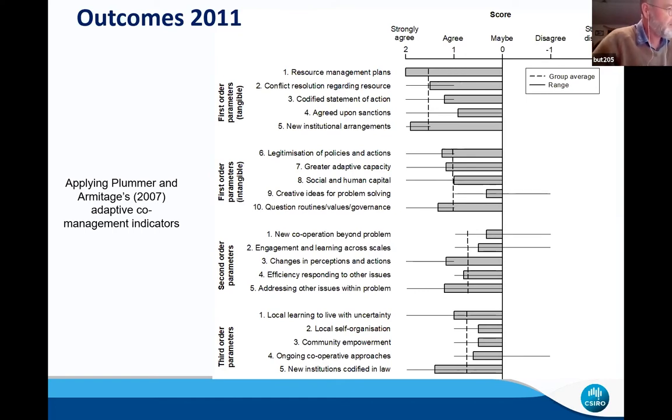And then the remaining indicators in the second order and the third order were more about changes in perceptions and actions, engagement and learning across scales, addressing other issues within the problem as a result of the capacity that had been generated, and ongoing cooperative approaches, and as I mentioned before, local learning to live with uncertainty as well. So to what extent were these stakeholders able to actually deal with other issues as well as the one that we were talking about?